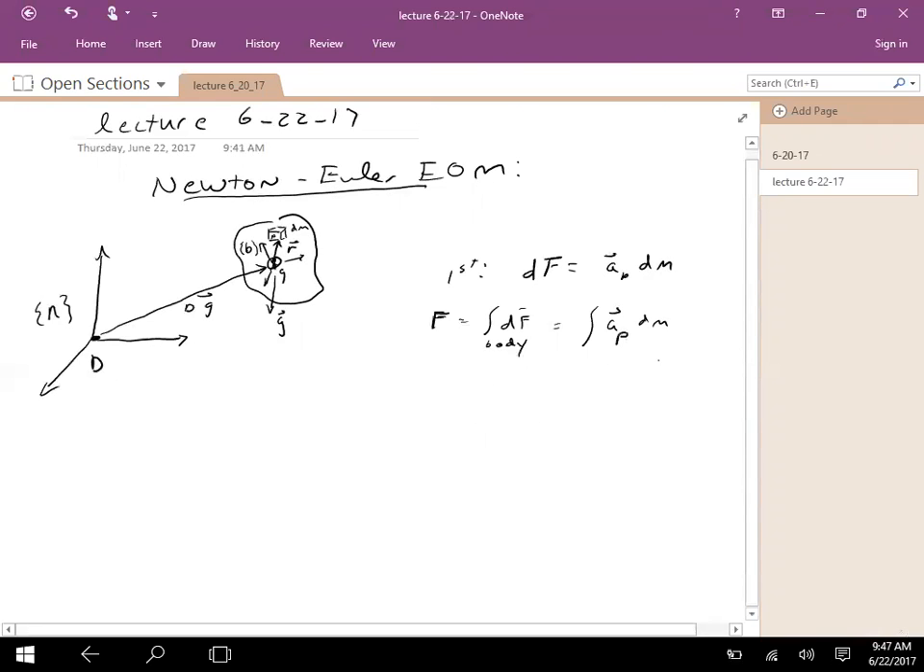So I'm going to integrate over the body. If I integrate about this, you're going to see these terms in a moment.